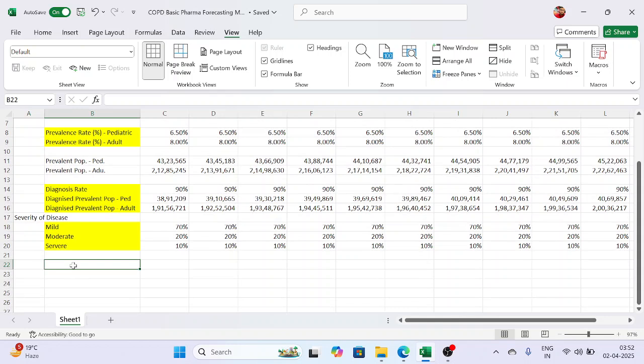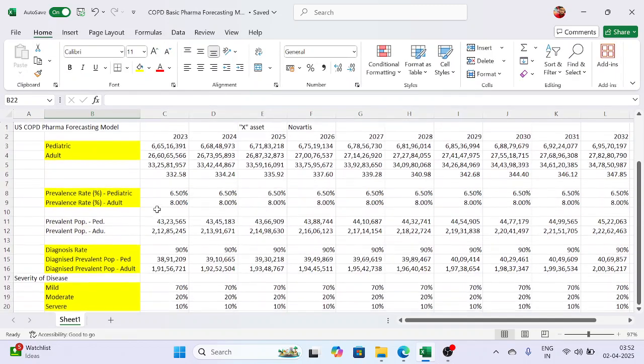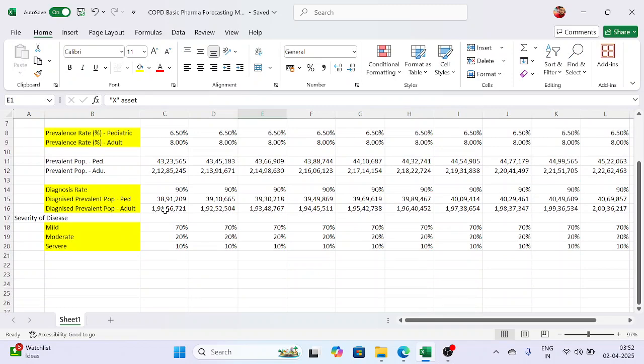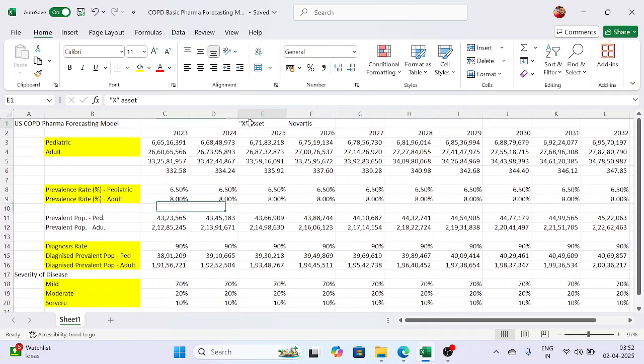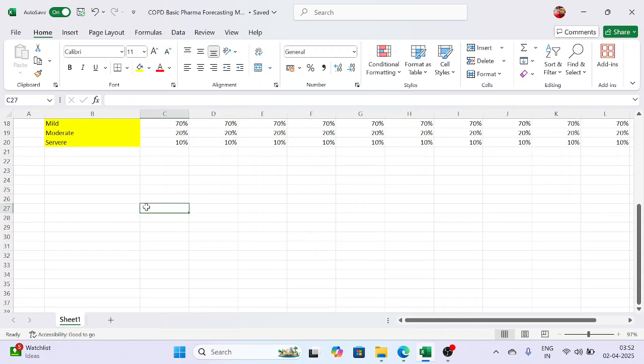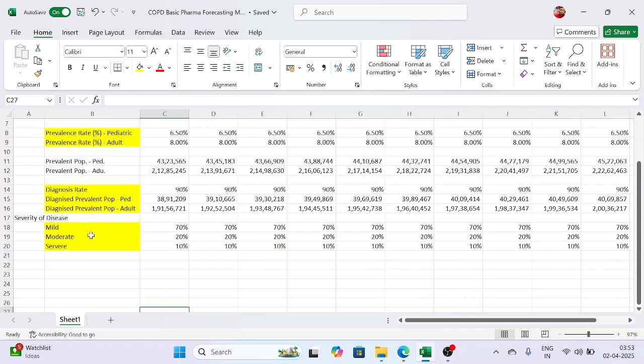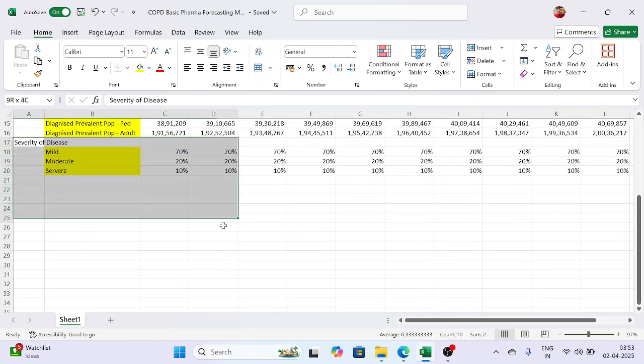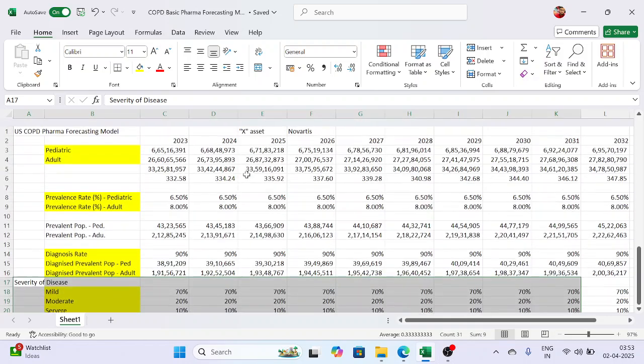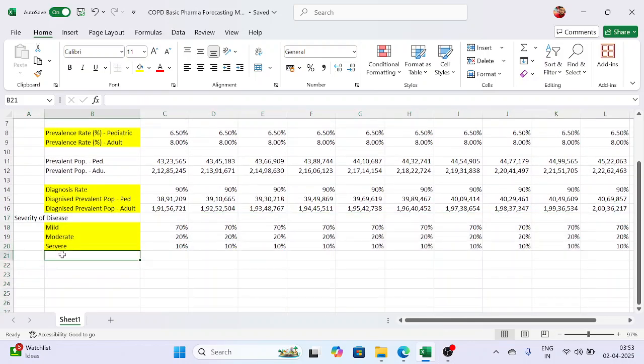After severity of the disease, let's say you are not working on one asset, but on multiple assets. There is a possibility that you are working on five different types of assets. Let's say a few drugs are used for mild COPD cases, a few others for moderate COPD cases, and the other ones for severe COPD cases. So you can't calculate on a single sheet for each type.